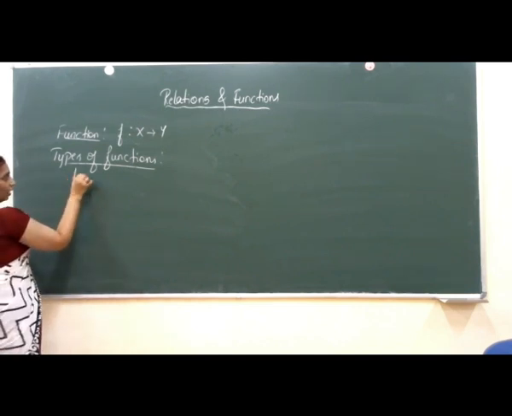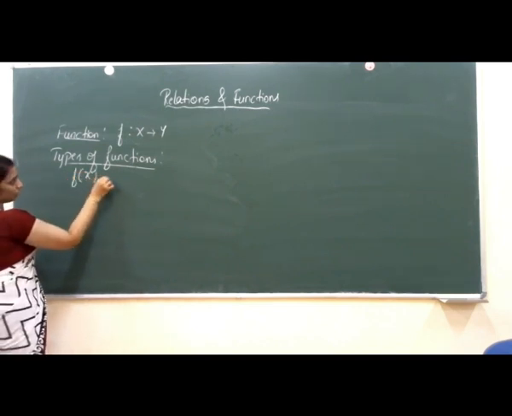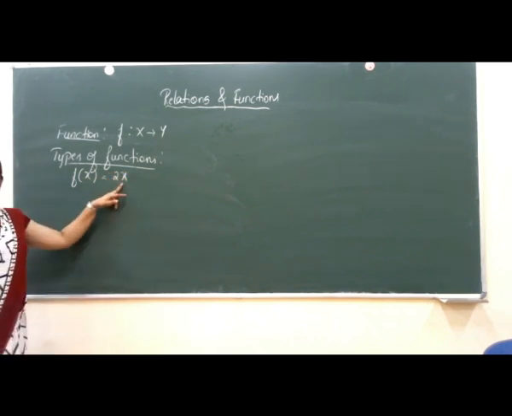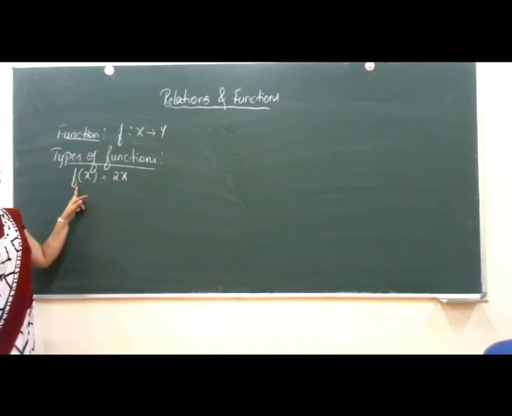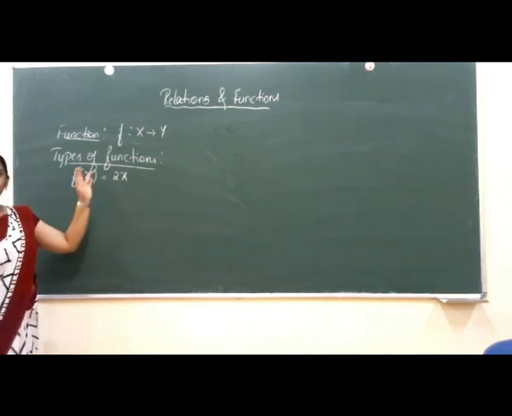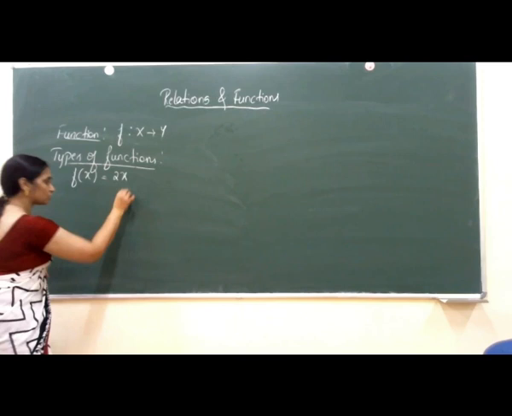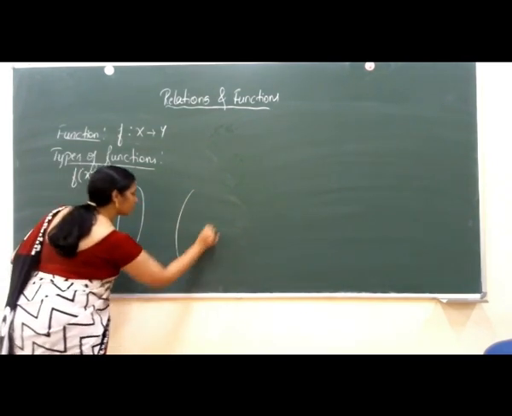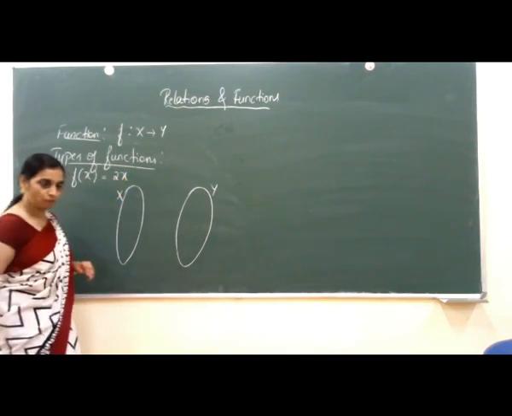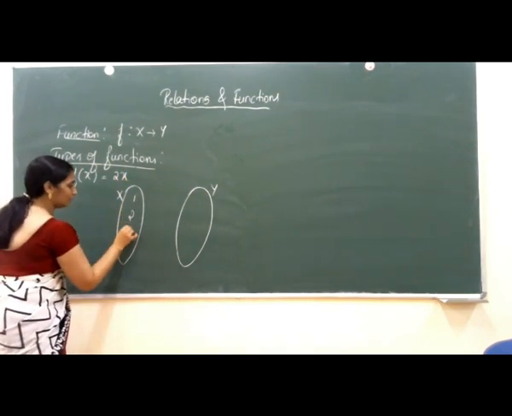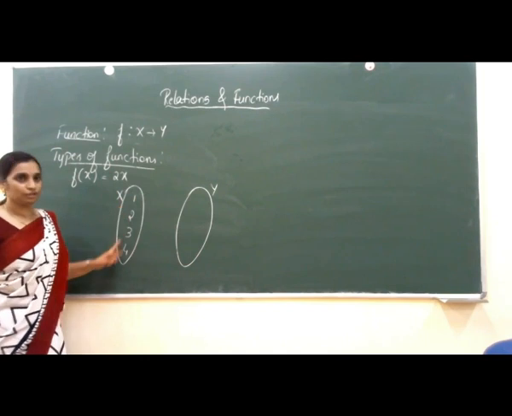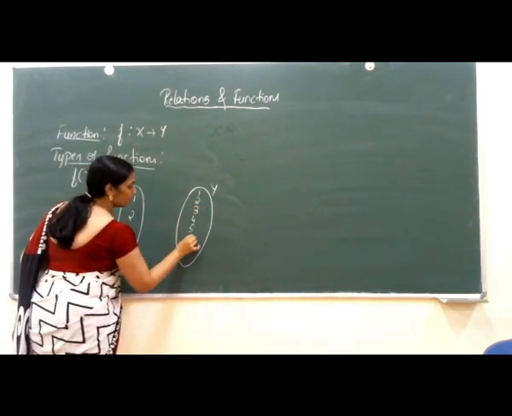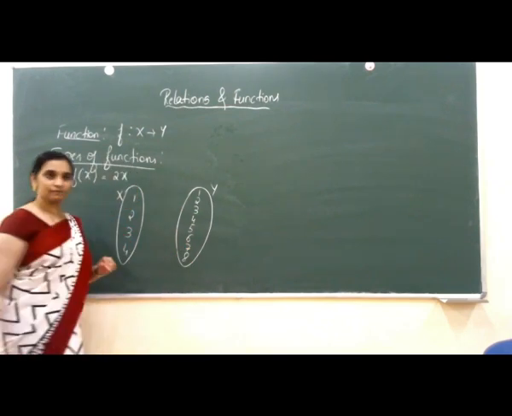Now, we are considering that function f of x is equal to 2x. So, what we do, we consider the set A or set x and y as the domain and codomain. So let us draw the arrow diagram only. This is our set x. This is our set y. Set x contains the elements 1, 2, 3, 4. For set y, elements are 1, 2, 3, 4, 5, 6, 7, 8.